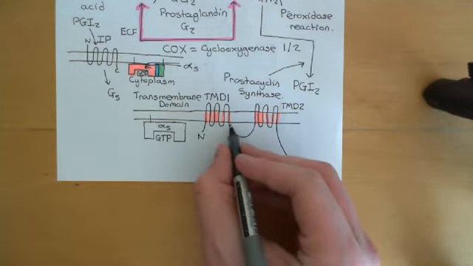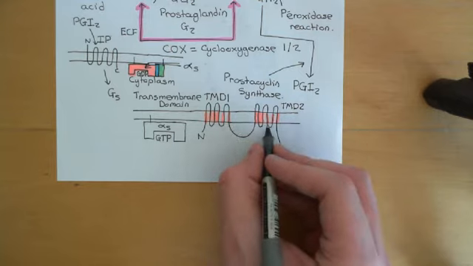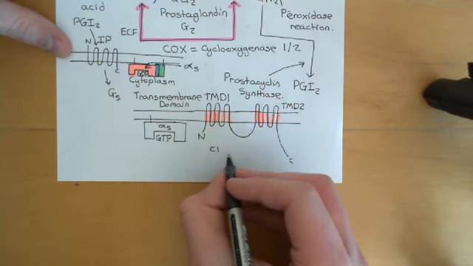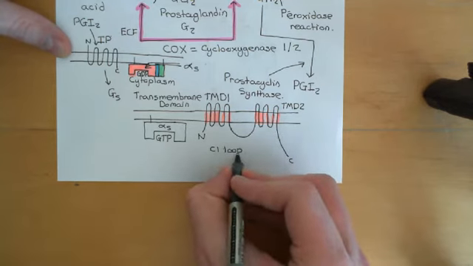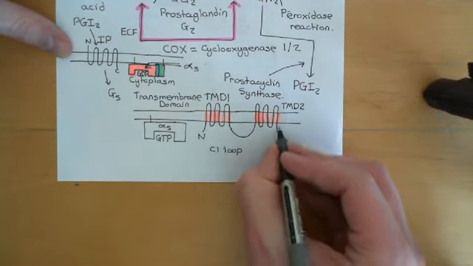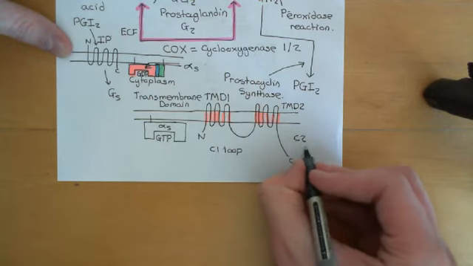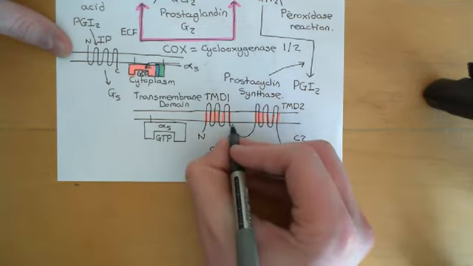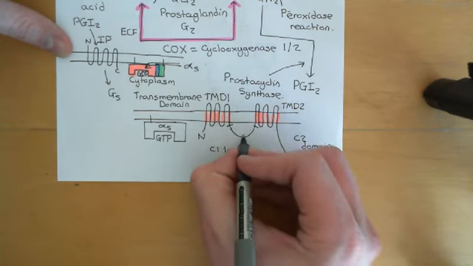Instead, the portions that actually produce the active catalytic site are in these cytoplasmic domains. So this loop between transmembrane domain 1 and transmembrane domain 2 is what's known as the C1 loop. And this domain after transmembrane domain 2 is known as the C2 domain.